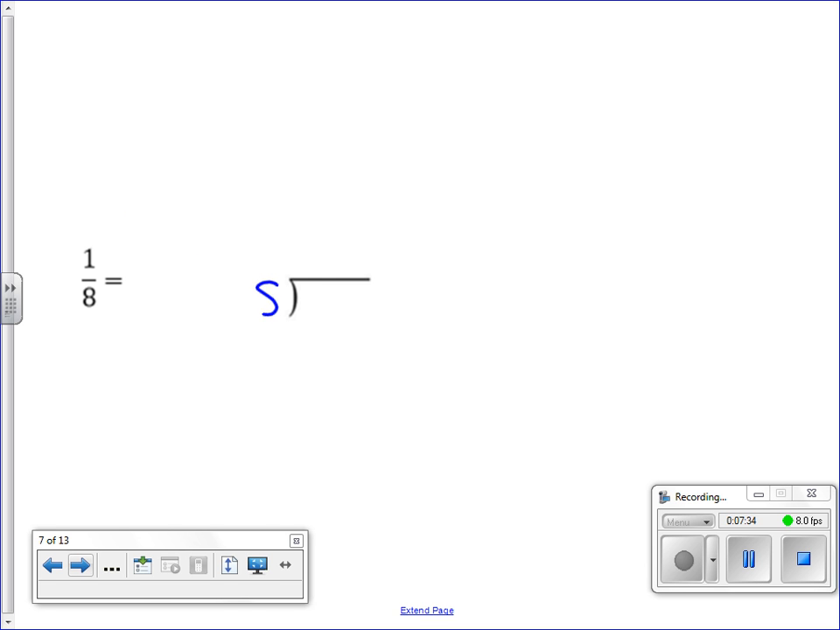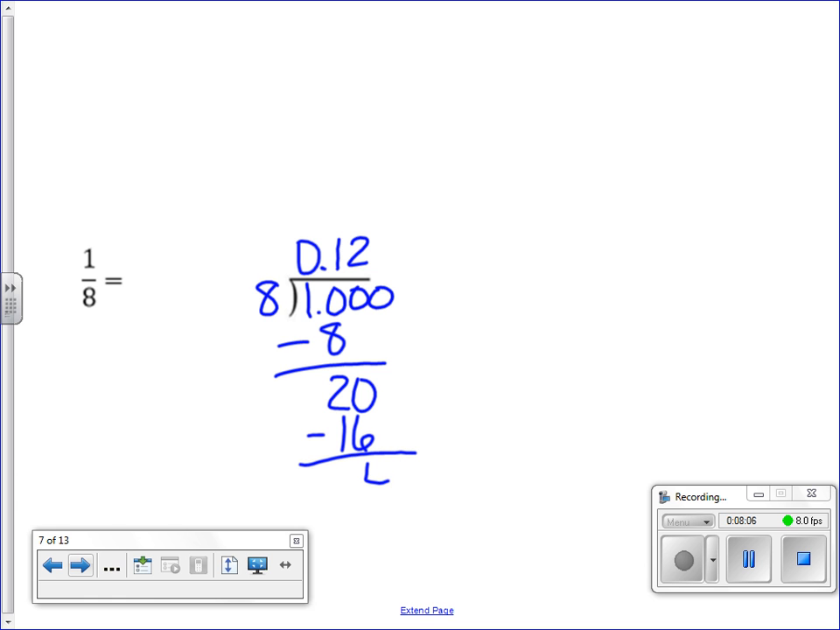Here we have 1/8. Okay, the denominator goes on the outside and the numerator goes on the inside with a decimal and 3 zeros. 8 goes into 1, 0 times. I bring up my decimal. 8 goes into 10, 1 time. 8 times 1 is 8. 10 minus 8 is 2. I bring down my 0. 8 goes into 20, 2 times. 2 times 8 is 16. Okay, 20 minus 16 is 4.